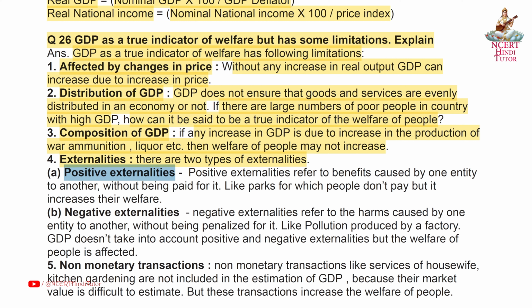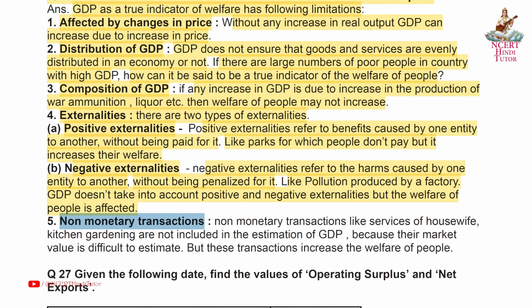A. Positive externalities. Positive externalities refer to benefits caused by one entity to another without being paid for it, like parks for which people don't pay but it increases their welfare. B. Negative externalities. Negative externalities refer to the harms caused by one entity to another without being penalized for it, like pollution produced by a factory. GDP doesn't take into account positive and negative externalities, but the welfare of people is affected.